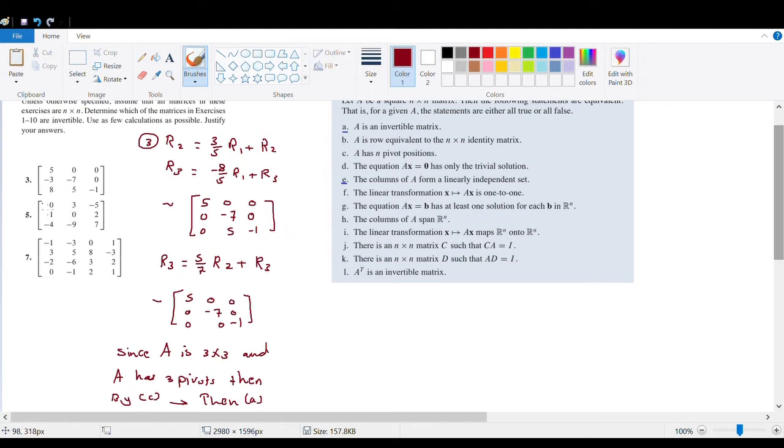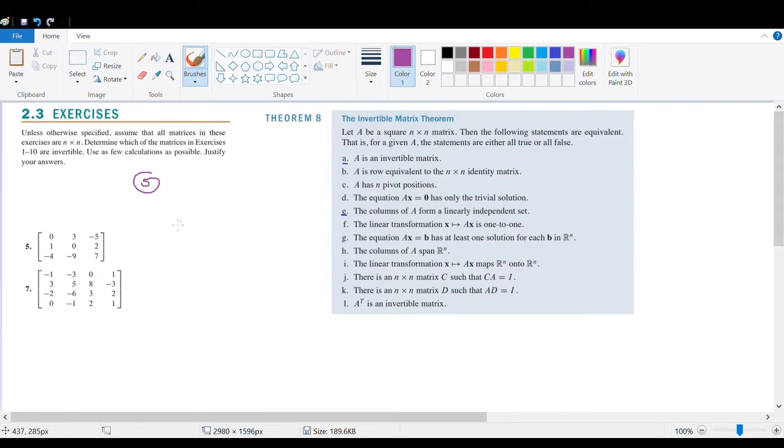Now let us see 5. Also we have a 3 by 3 matrix. We need to do some row operations. So we need to make this one in echelon form if we can, and let us see if this one has 3 pivot positions or less than 3. So we may interchange row 1 and row 2, and we get 1, 0, 2, then 0, 3, minus 5, then minus 4, minus 9, 7.